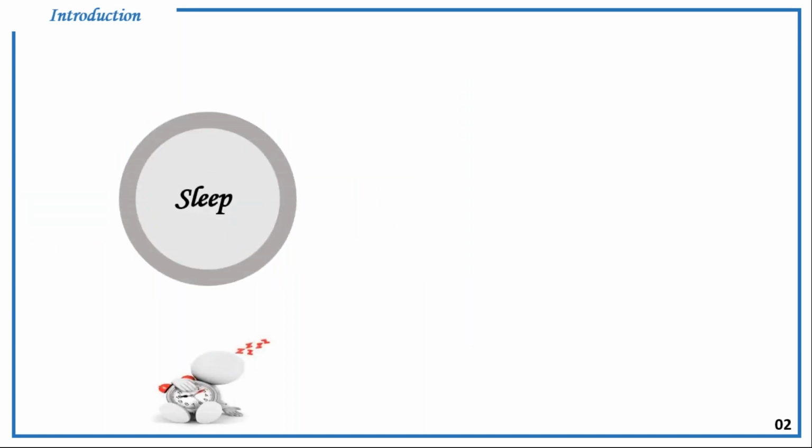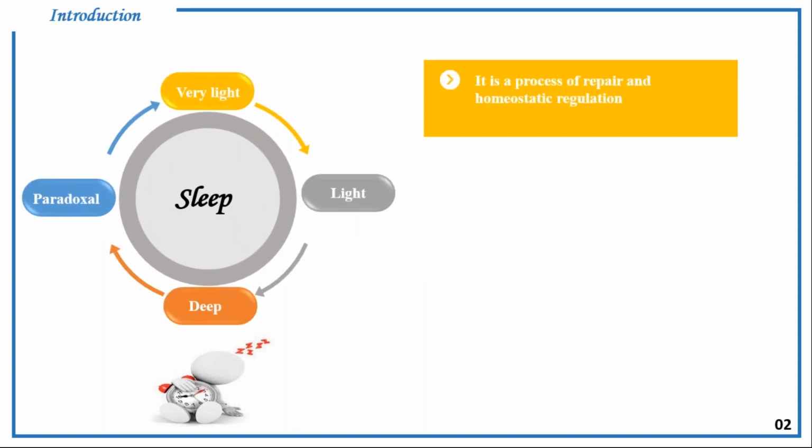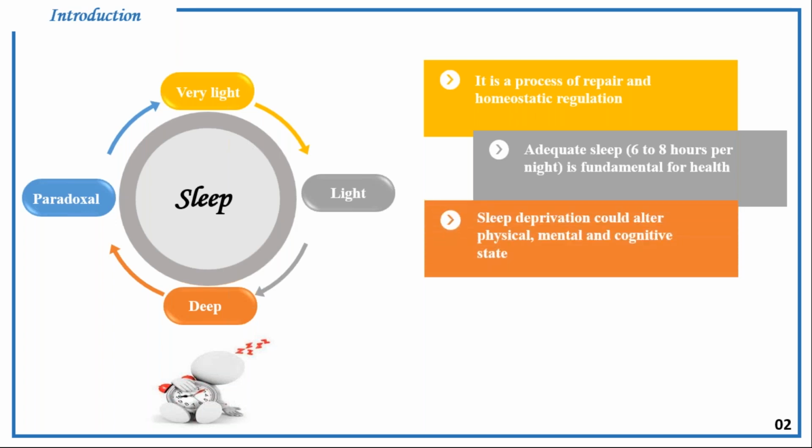The second parameter is sleep. We have 4 kinds of sleep. We have very light sleep, deep sleep, and paradoxical sleep. So sleep is a process of repair and homeostatic regulation. Also, adequate sleep is between 6 and 8 hours per night, and it is fundamental for health. However, sleep deprivation could alter physical, mental, and cognitive state.